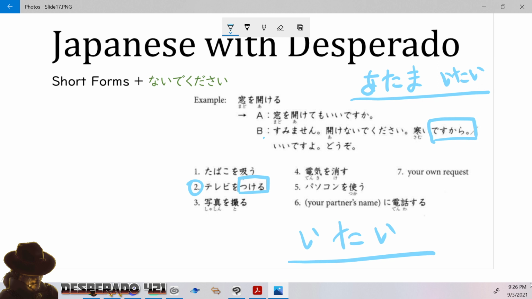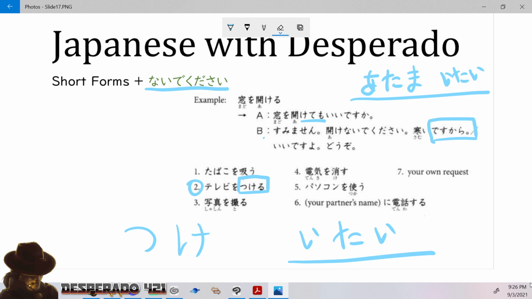So, sumimasen. Tsukenai desu kara. Tsukenai de. Or tsukenai de desu. Tsukenai, just de not. Kudasai. So sumimasen, tsukenai de kudasai. I got it right once, but then I messed up everything else. I think what you're trying to do is you were doing te form before, so now you think te form has to be inside here as well. But it's not.